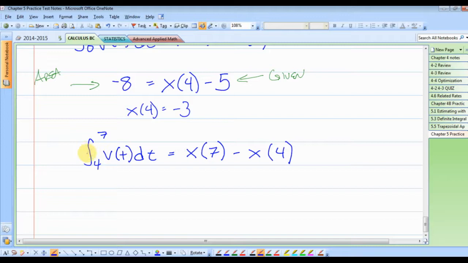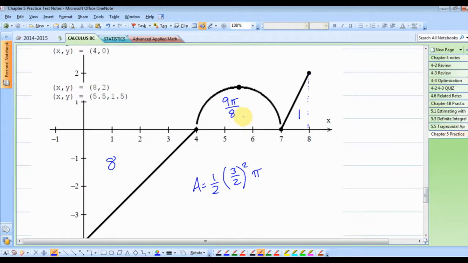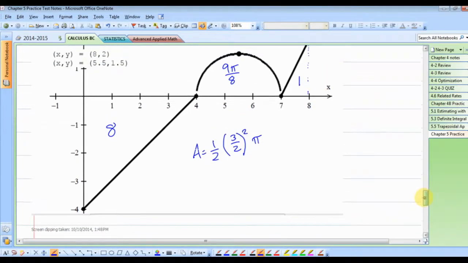Okay, can you tell me the integral of velocity from 4 to 7? 9 pi over 8. How do you know that? You know the area of the triangle? We found it already. It's a semicircle. Geometry, that's how.